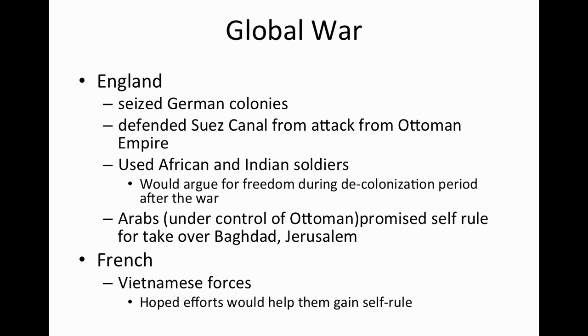Arabs too were promised self-rule if they too supported the war against the Ottoman Empire. So that was something that was used. Unfortunately, these groups didn't achieve that at the end of war, but they were hopeful that would happen. The French recruited Vietnamese soldiers. Again, those Vietnamese soldiers, led by Ho Chi Minh, who was the communist leader down the road, they too hoped that they would get self-rule when the war was over, as payment.